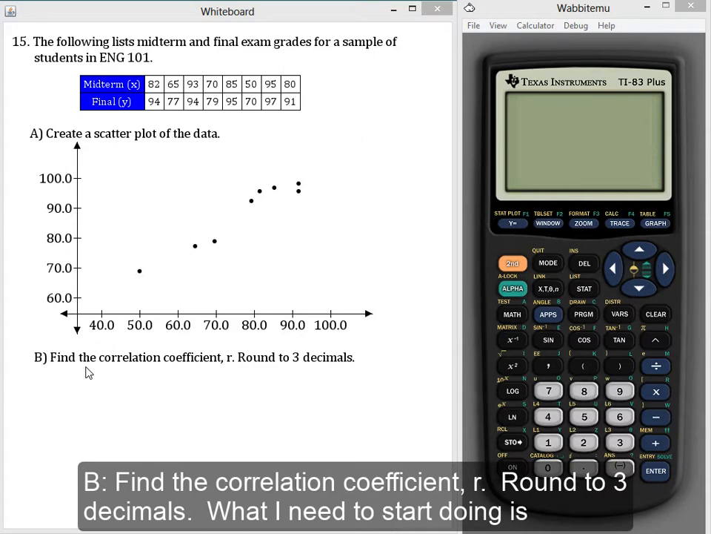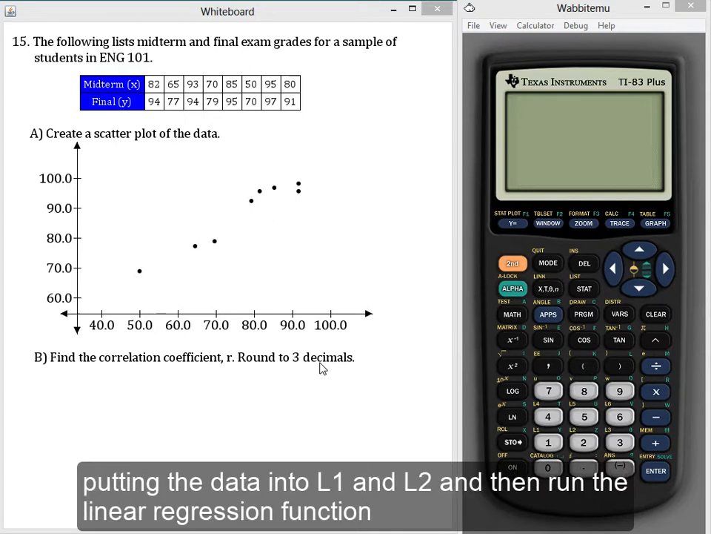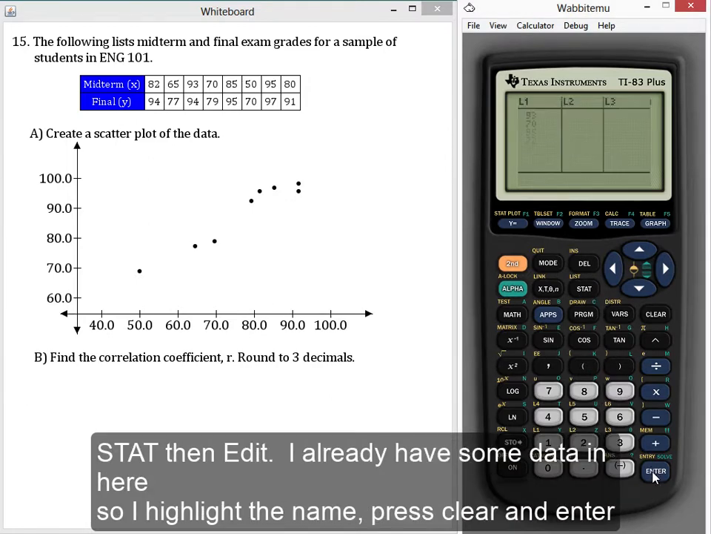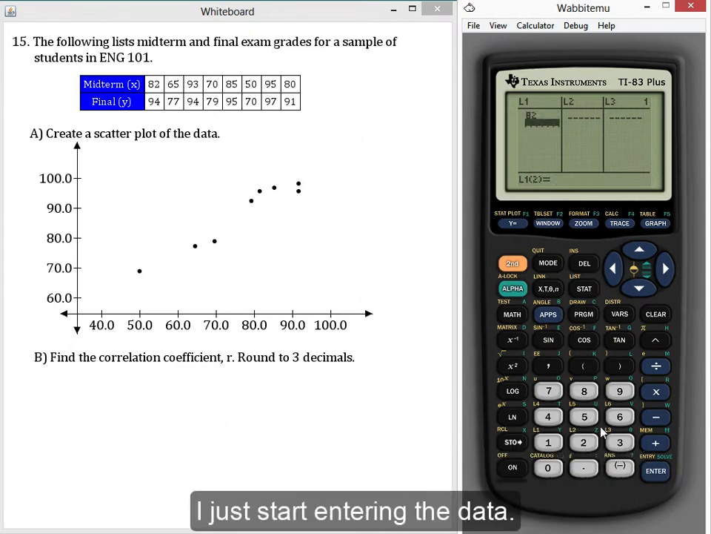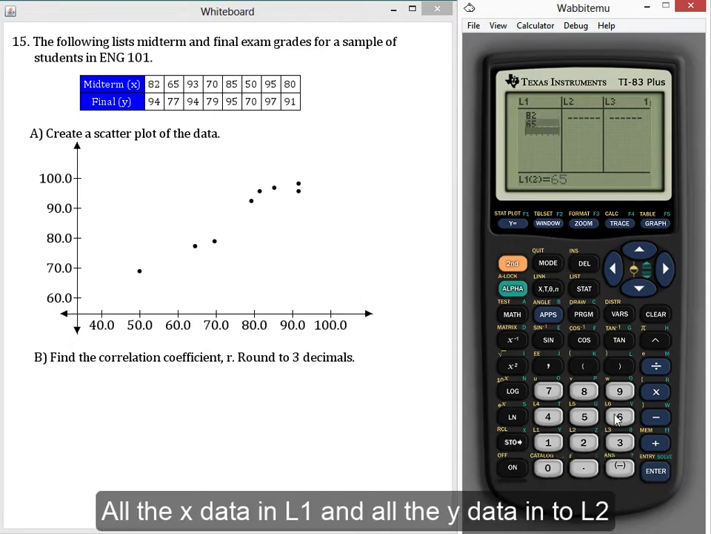Alright, part B, find the correlation coefficient R, round to 3 decimals. So what I need to do is just start putting the data into L1 and L2, and then run the linear regression function. Okay, so I go under Stat, Edit. I've already got some data in here, so I highlight the name, press Clear and Enter, and that'll erase it. And I just start entering the data. All of the X data goes into L1, all of the Y data into L2.